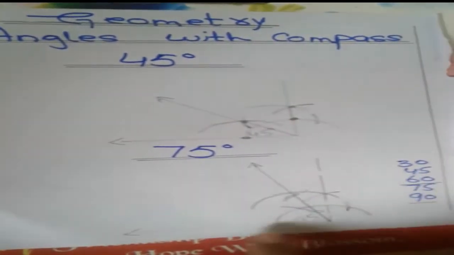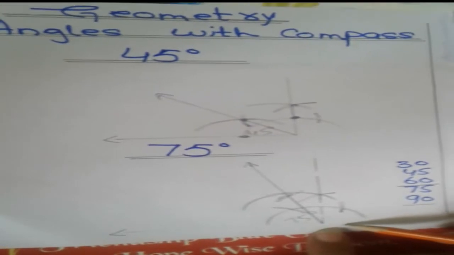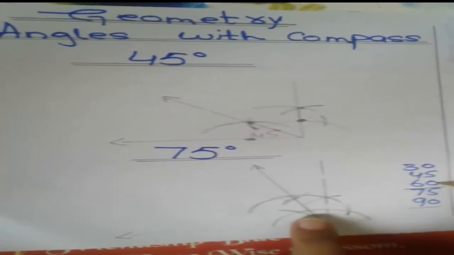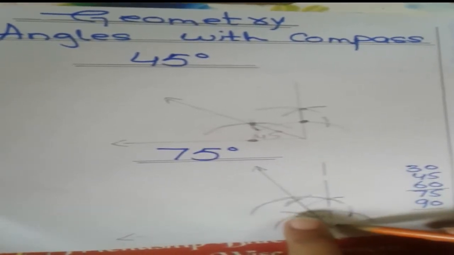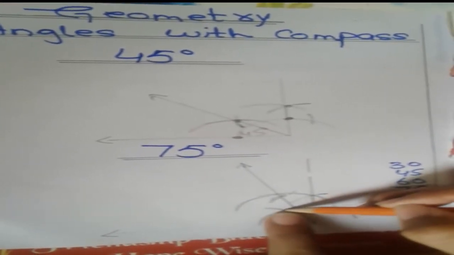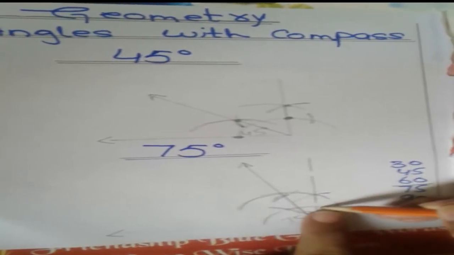I am repeating again, for the angle of 75, we need two angles, 60 and 90. First draw the angle of 90. Then put the compass on the 60 and then put the compass on the 90.